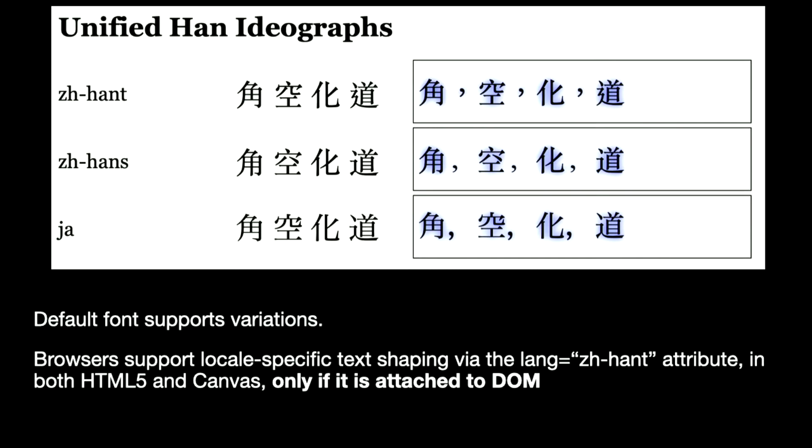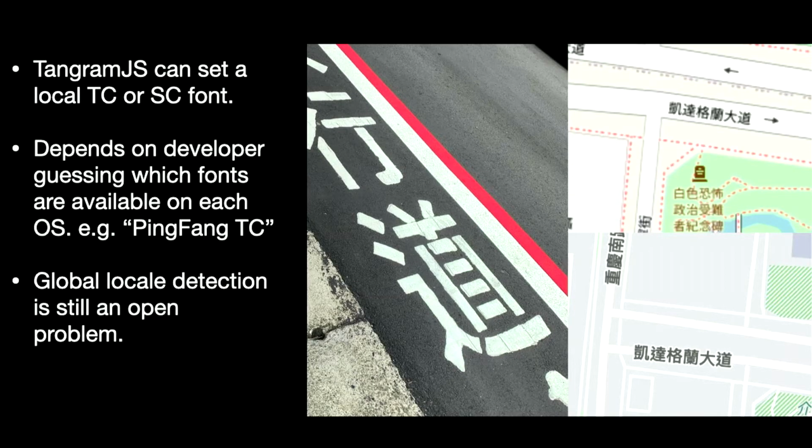So you can see here are some common characters in place names, and you can see how they vary very slightly. And the browser does support this kind of localization. It supports this by using the language attribute on the DOM. However, the canvas needs to be attached to the DOM for that to work, I discovered. So Tangram can't support this out of the box. But what you can do is choose a font to render with based on the browser. Apple has this built-in TC font that will have all versions of that Unicode code point in the traditional Chinese version.